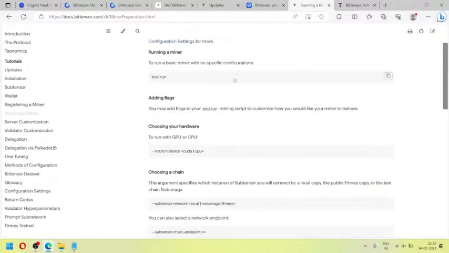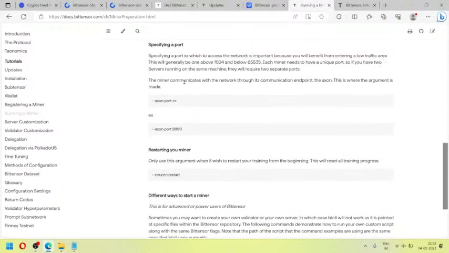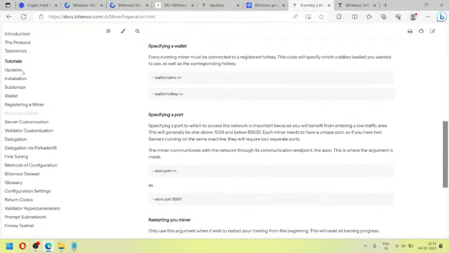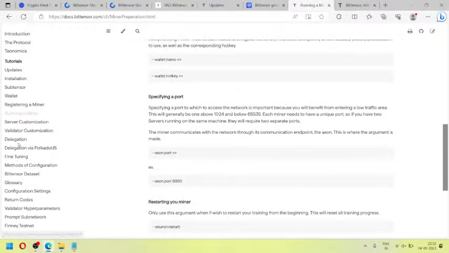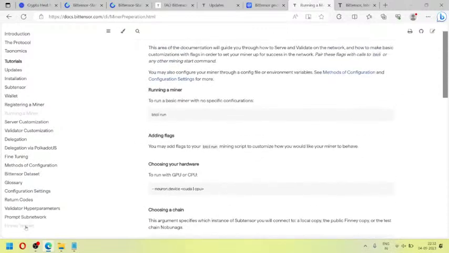How to run a GPU: you need good hardware to become a miner in the Bittensor. And they have full installation and fine tuning. They will give full support for miners.